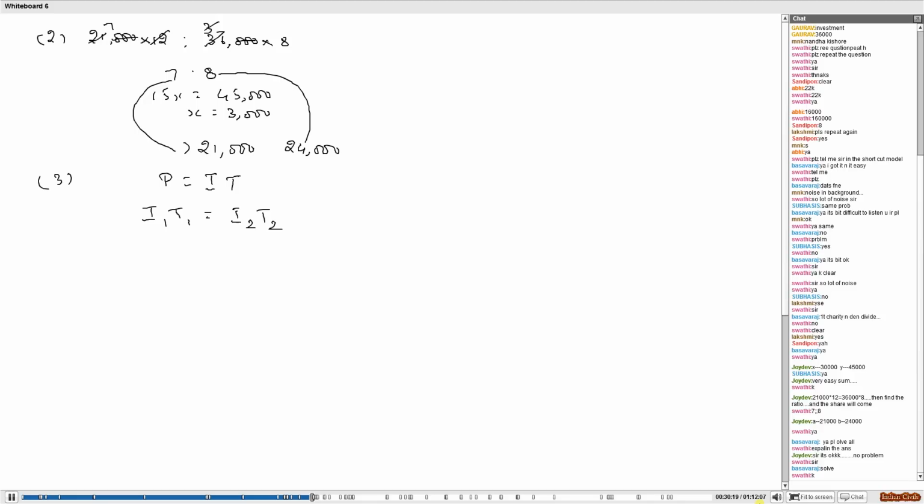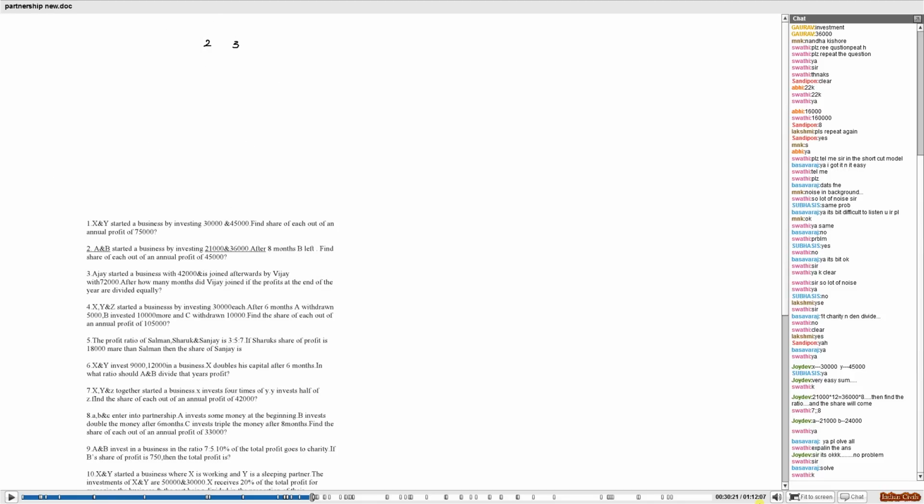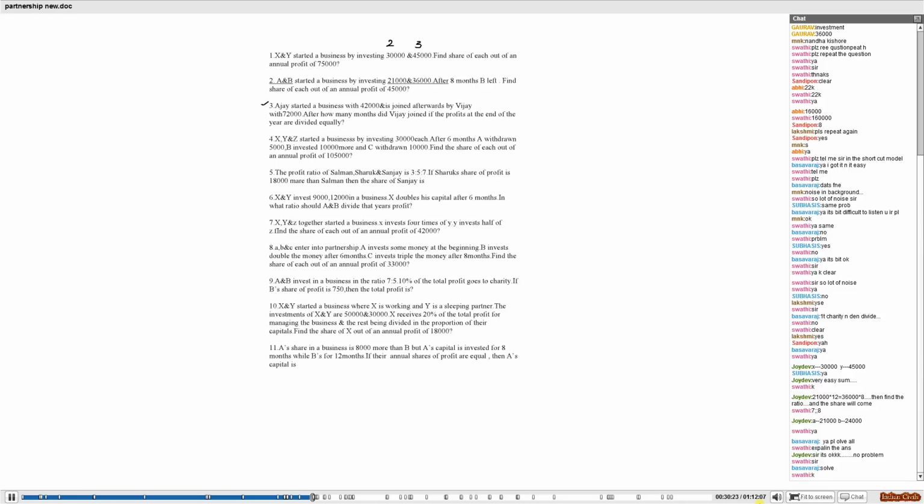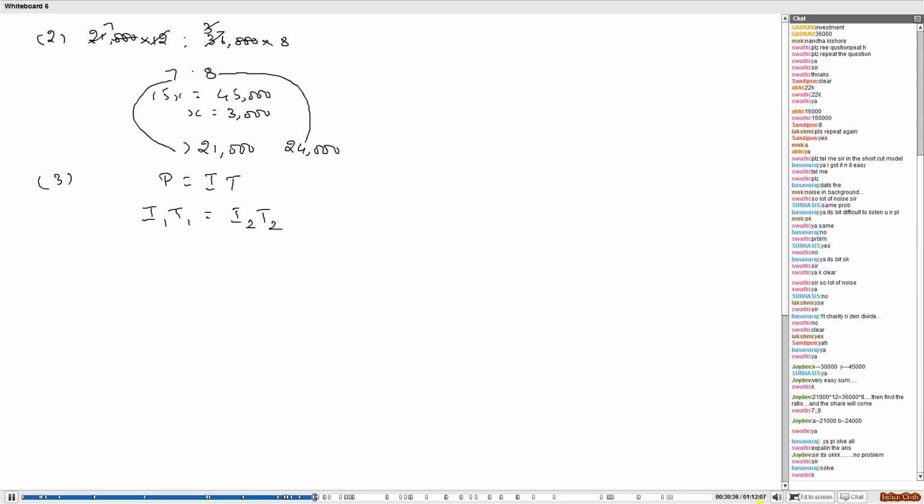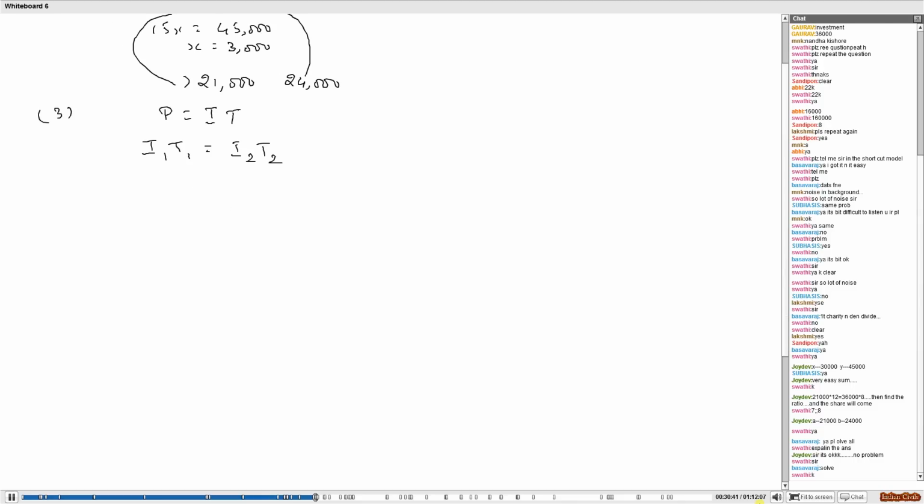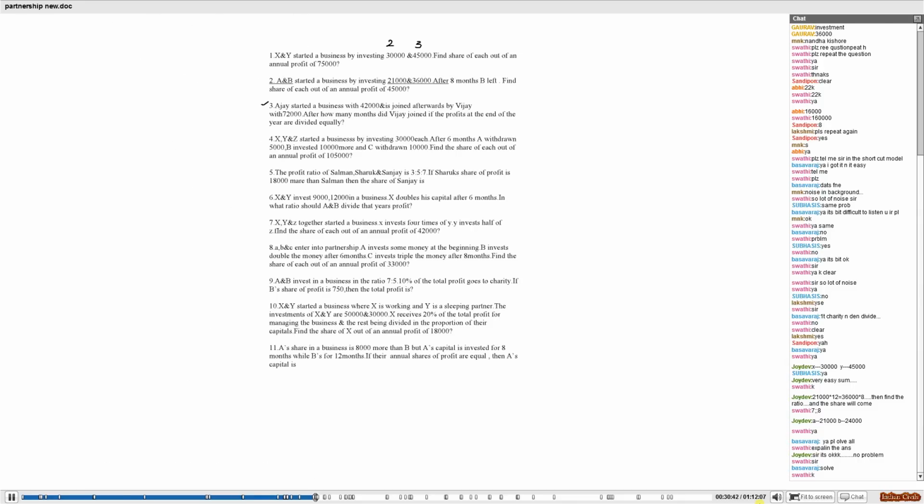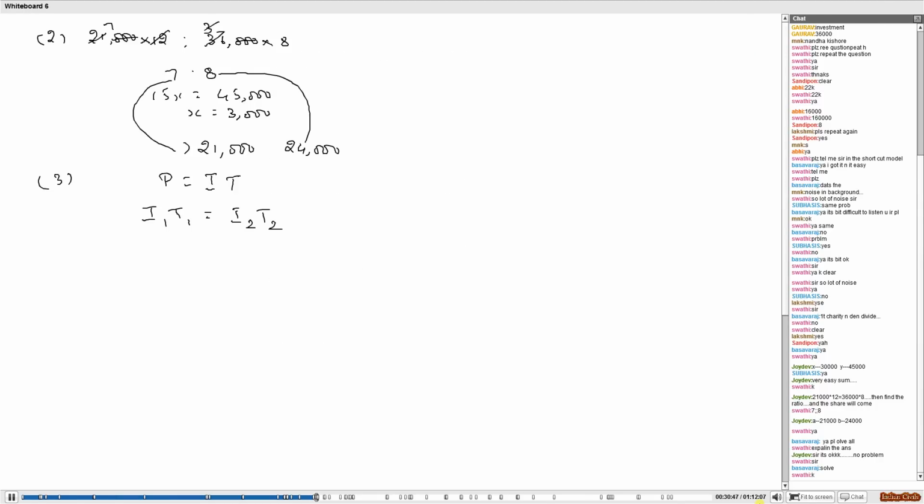Okay. Look. So we're looking for third question, right? Ajay started a business with 42,000 and is joined afterwards by Vijay with 72,000. After how many months did Vijay join if the profits at the end of the year are divided equally? So if the profits are divided equally, I1 T1 is equal to I2 T2. So what is the investment of Ajay? 42,000 rupees. 42,000 for 1 year, that is 12 months.